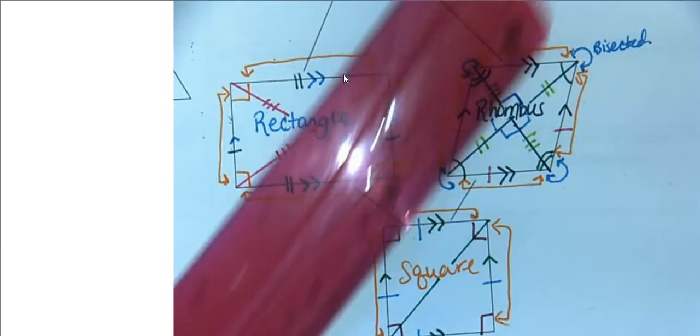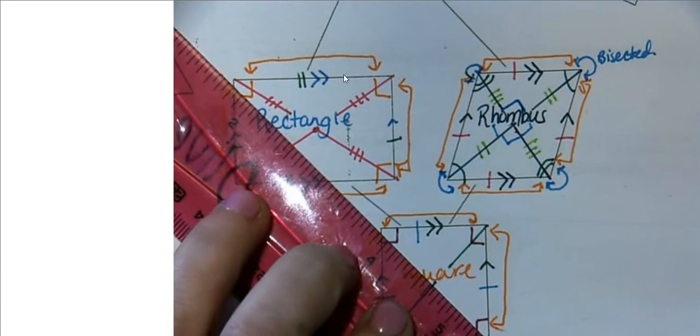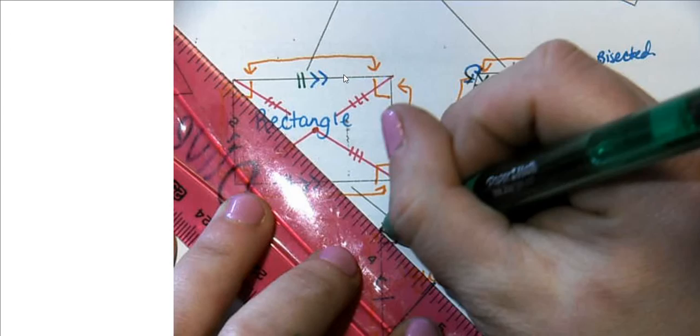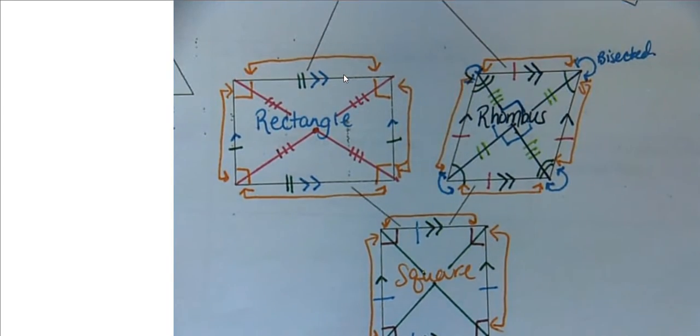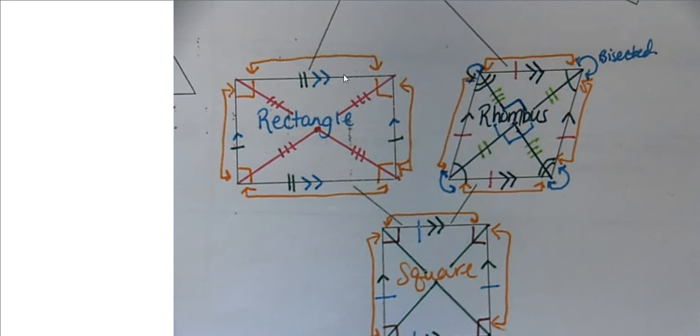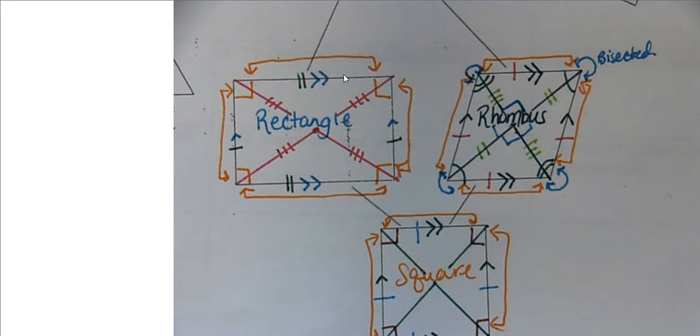Just like the diagonals of a rectangle, the diagonals are going to be congruent. Just like the diagonals of a parallelogram, they will bisect each other. Just like the diagonals of a rhombus, they will intersect at a right angle and bisect the opposite angles. So let's go ahead and mark up all of those things.